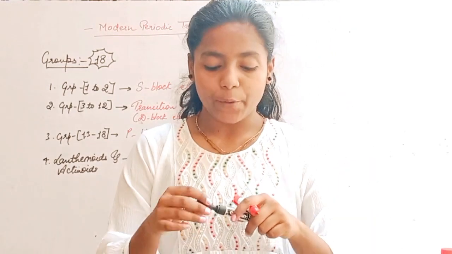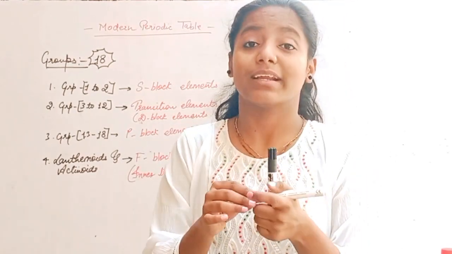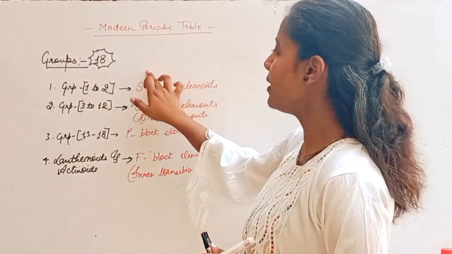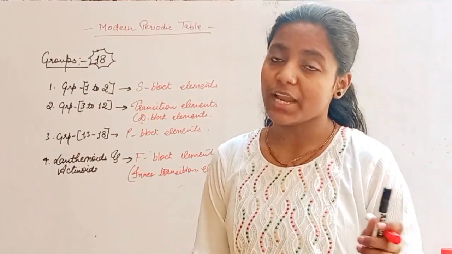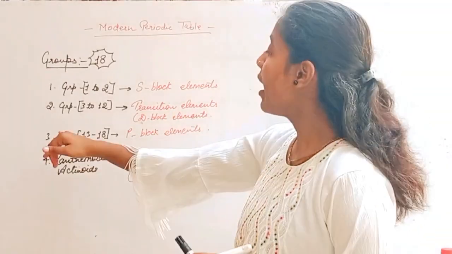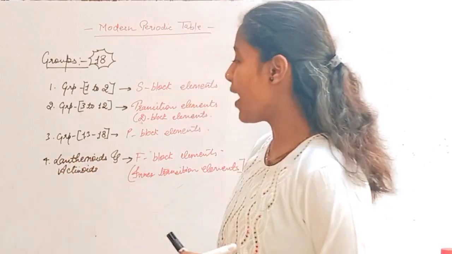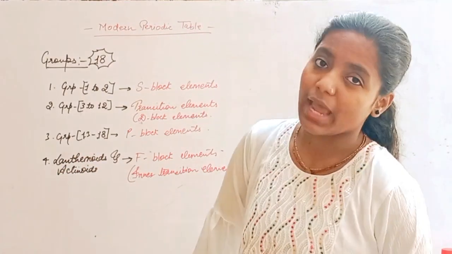I hope the classification of groups is clear to you. From group number 1 to group number 2, they are called S block elements. 3 to 12, transition elements, well known as D block elements. 13 to 18 are P block elements, and lanthanoids and actinoids are F block elements.